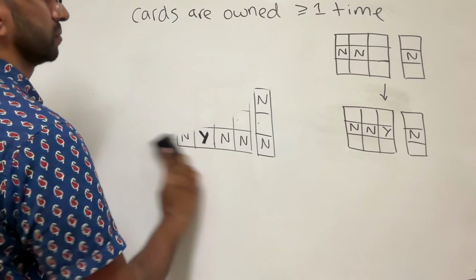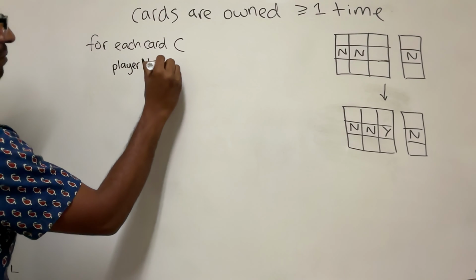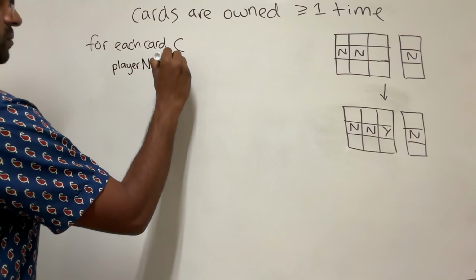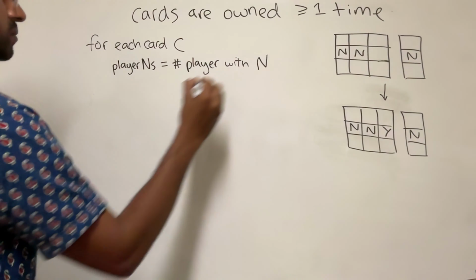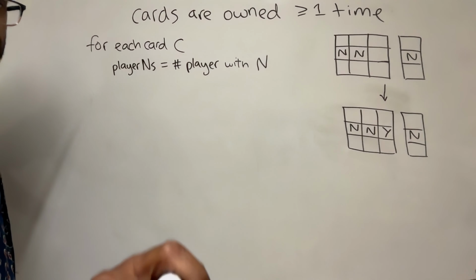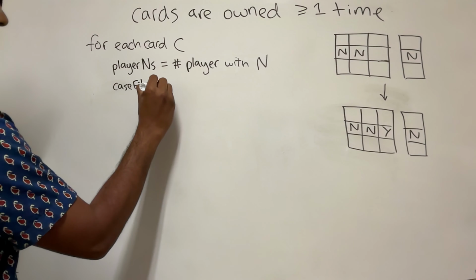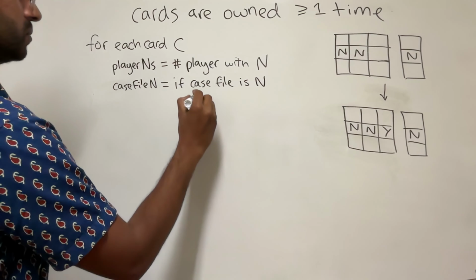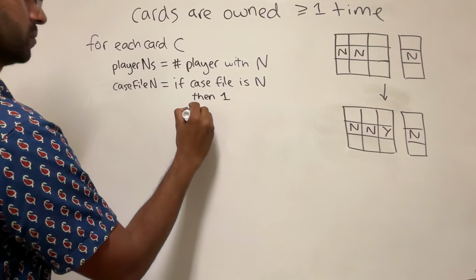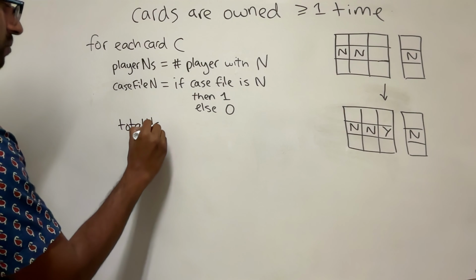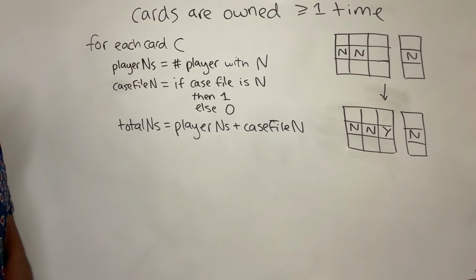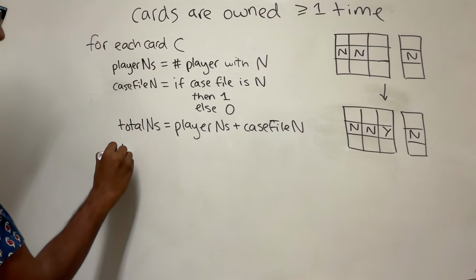Here's what that might look like as an algorithm. Again, we're going row by row. So for each card C, the count of Ns for the players are the number of players for which they have an N in our player checklist map. This time, let's not forget the case file and save that into another variable. If it has an N, we'll save a 1. If it does not have an N, we'll save a 0. Then our total number of Ns in the whole row is the number of player Ns plus the 1 or 0 for the case file.